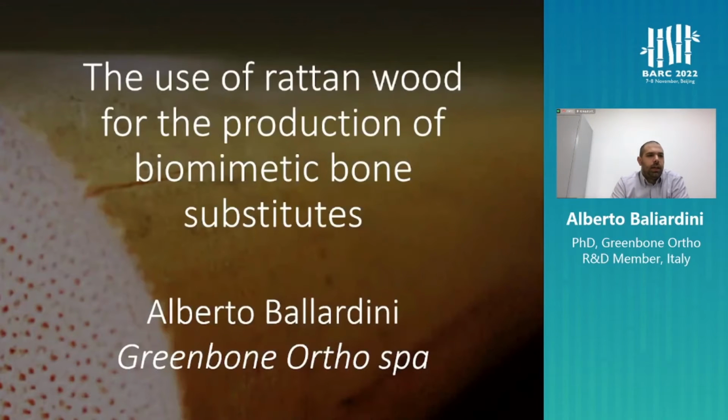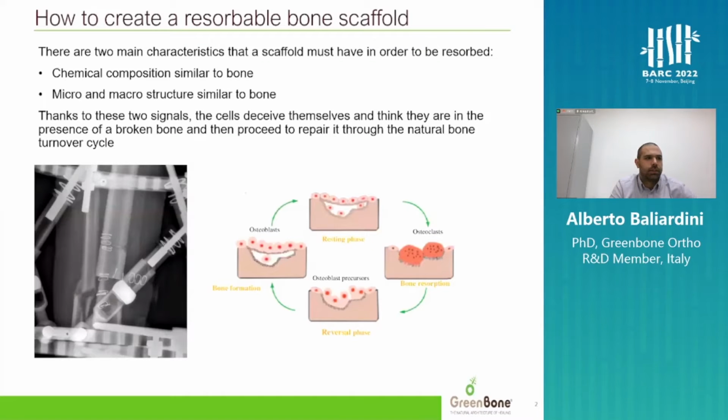Okay. Good morning to everybody. I'm Alberto Ballardini, and I'm from Greenbelt Norto, and I work in the research and development department. The company proposes to create a synthetic bone substitute with regenerative properties in order to be resorbed. And so a bone substitute must be recognized by the cells in such a way that it can enter in the cell turnover, capable of dissolving and redepositing bone.